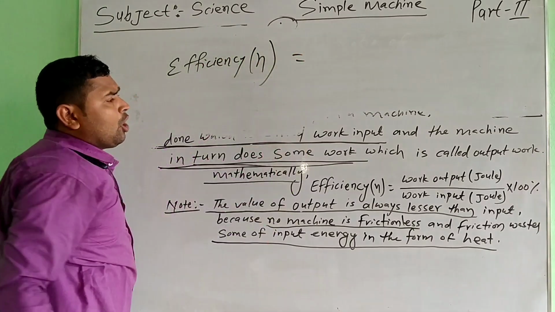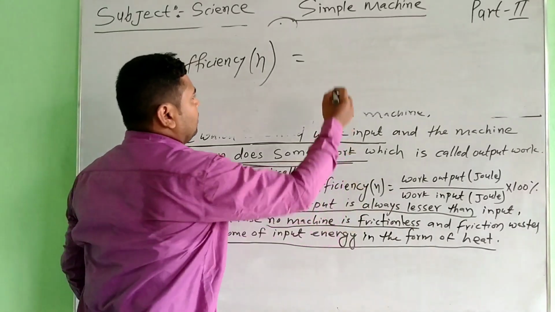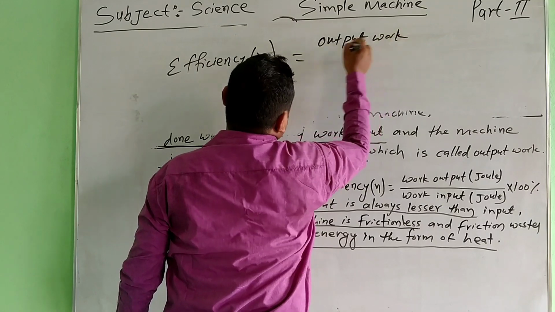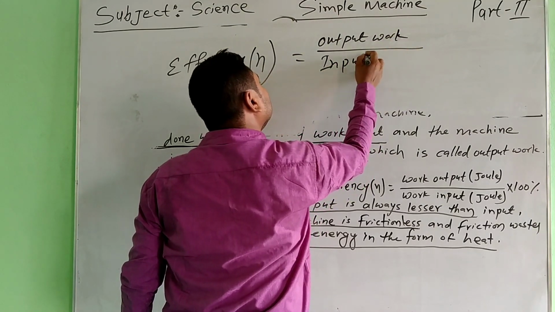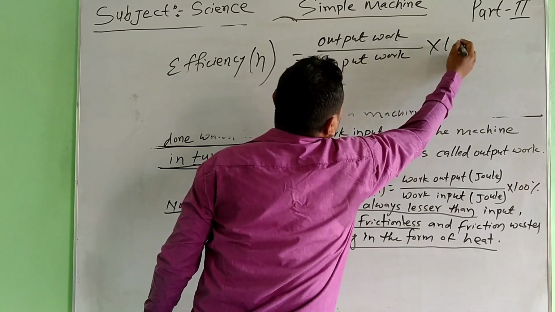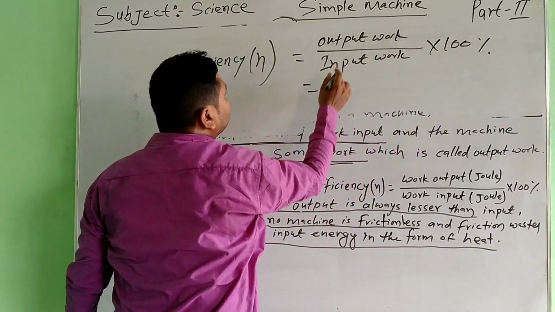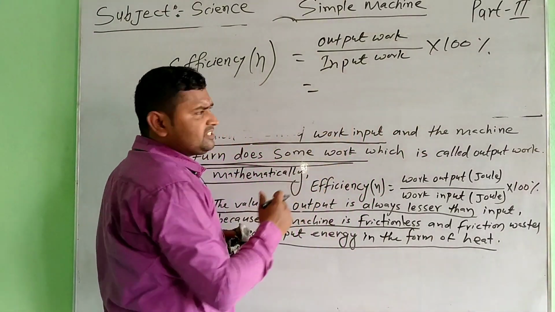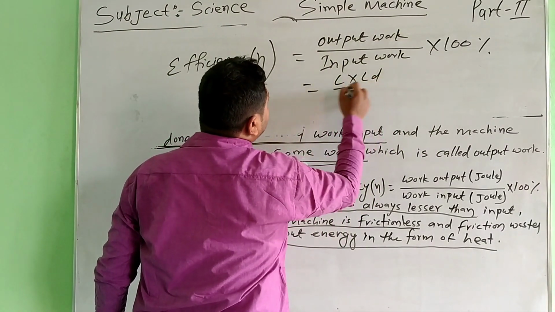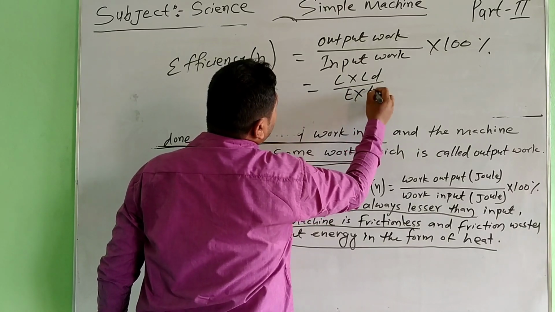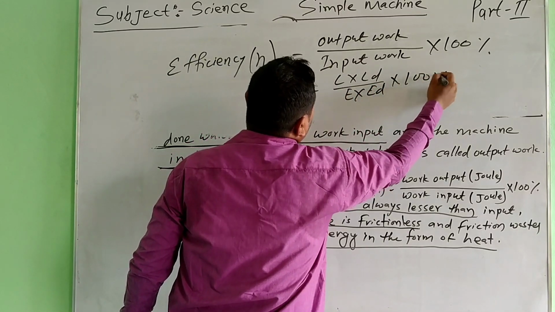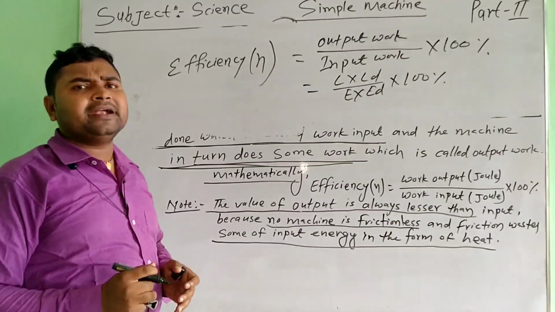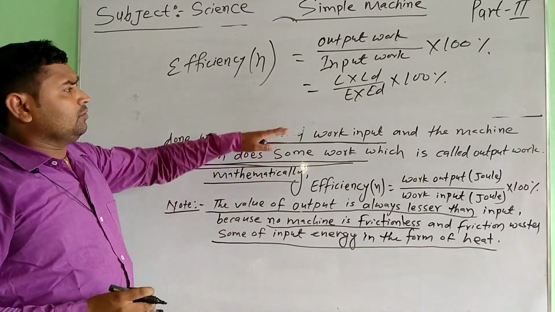Efficiency. What is that? Output work by input work into 100%. Output work means load into load distance, L into LD, by effort into effort distance, E into ED, into 100%. So what is the formula?